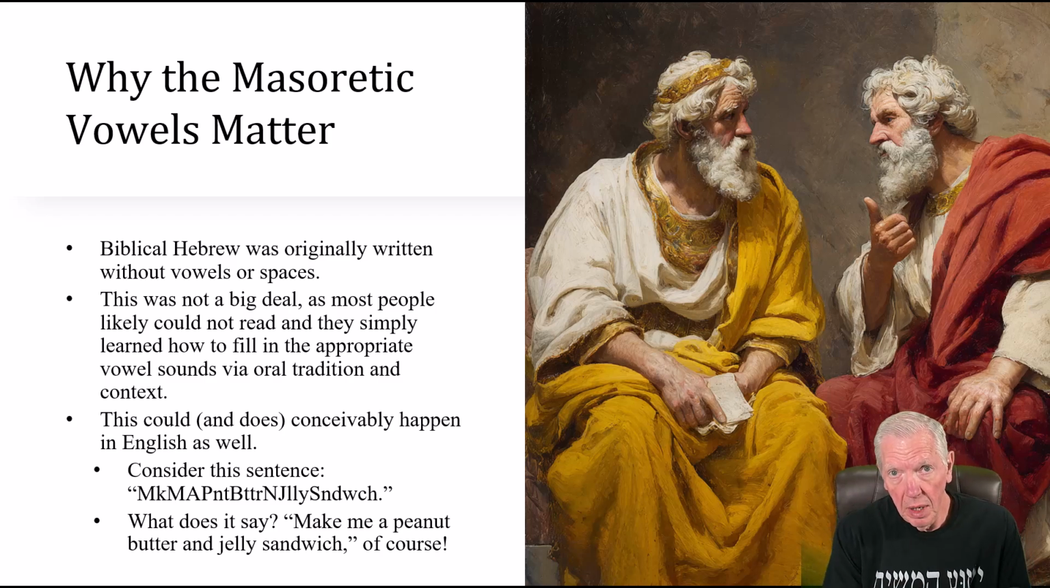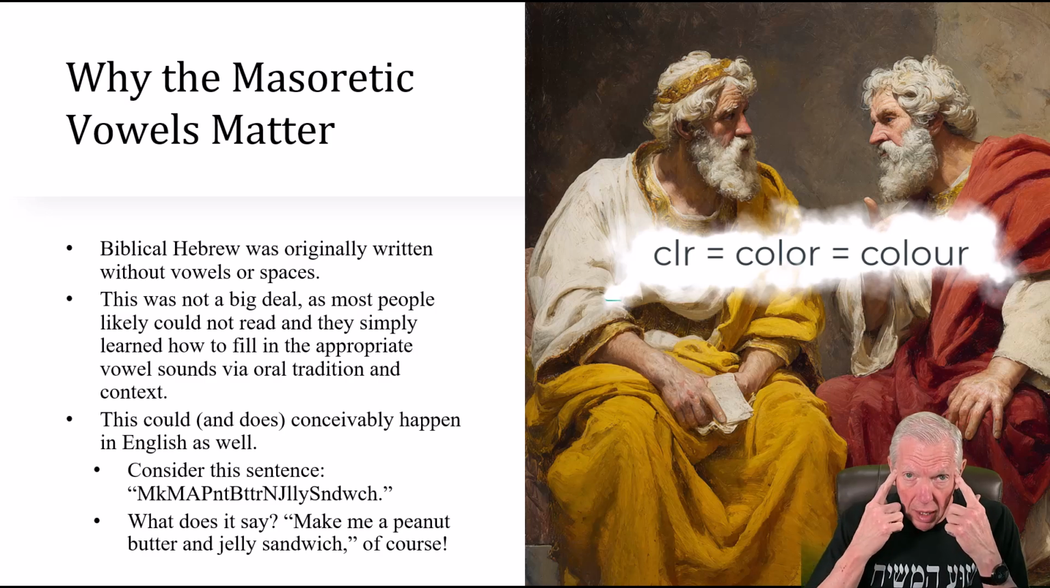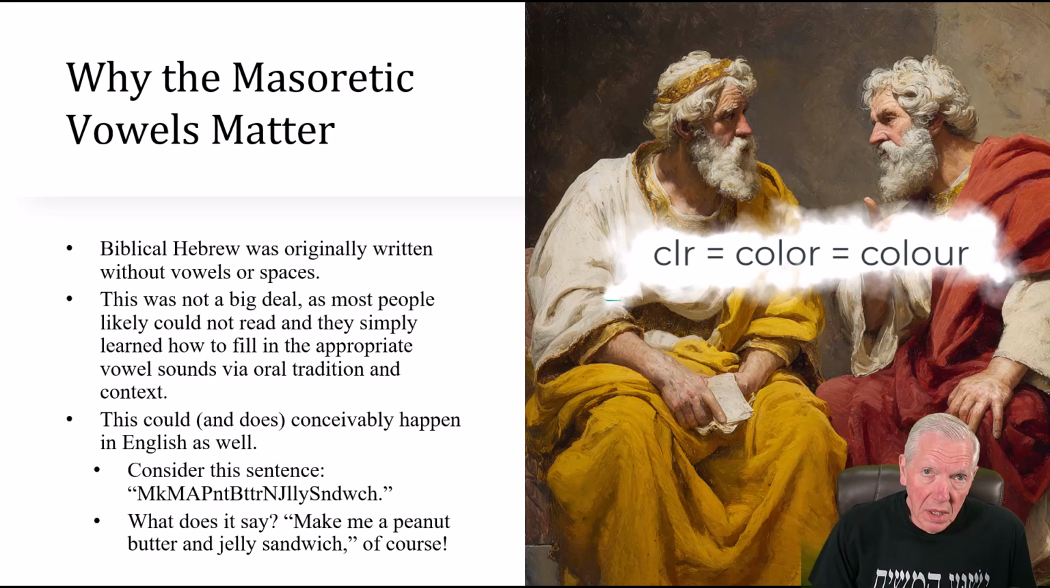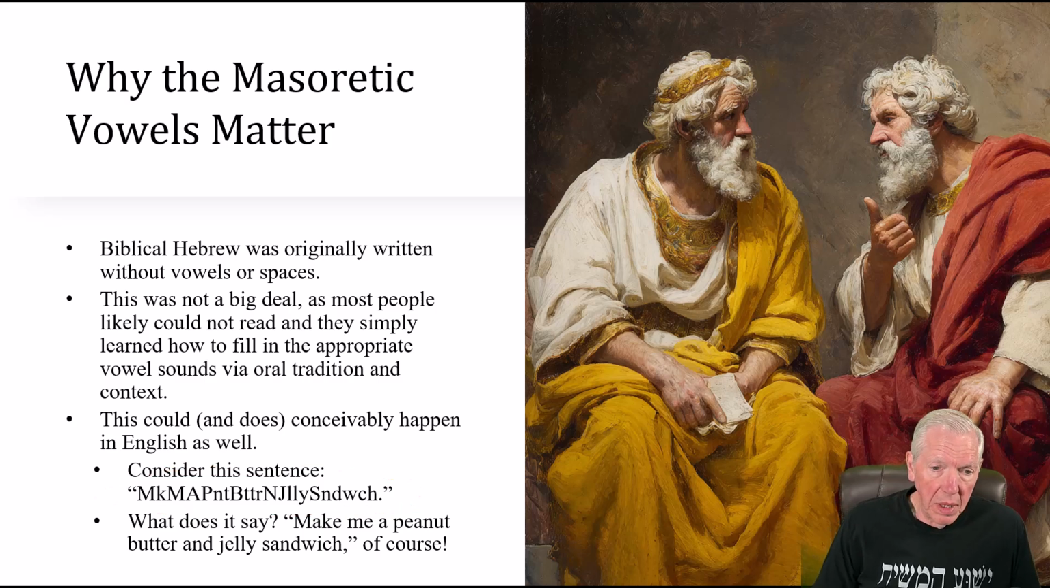This could happen to us today. It's not a big deal. If I came up to you and said the word color, depending upon whether you were British and had a UK way of spelling the word, you might say C-O-L-O-U-R, or in US English you would say C-O-L-O-R, but it's the same thing. Color is the same thing, and we automatically put those vowels in. So this isn't a big deal. For example, if I wrote this word here on the bottom of the slide, as you can see there, what does it say? Well, it doesn't take you long to read that. It says, make me a peanut butter and jelly sandwich, of course.